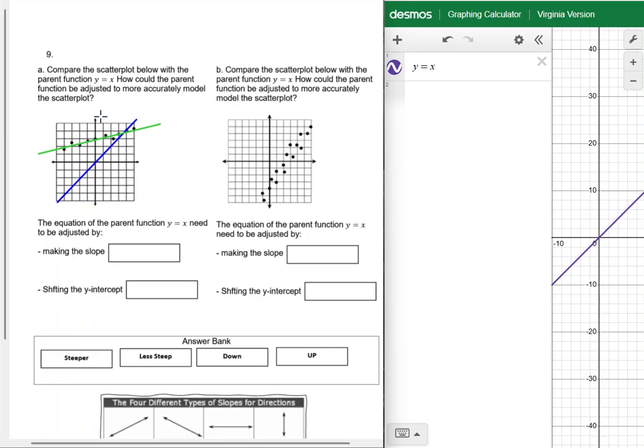So what this is asking is how would the parent function be adjusted to more accurately model the scatter plot? So how can I change the one in blue to make it look more like the one in red? If I look at the slope, it needs to be steeper, right? Let me put this back and show you. It needs to go down more so that they have the same slope, same shape.